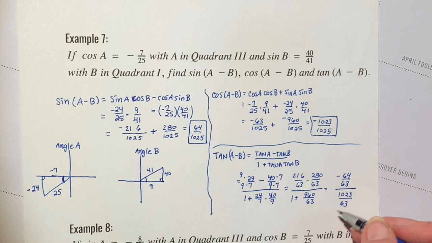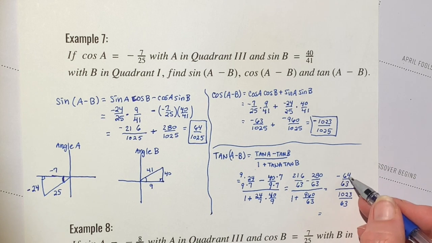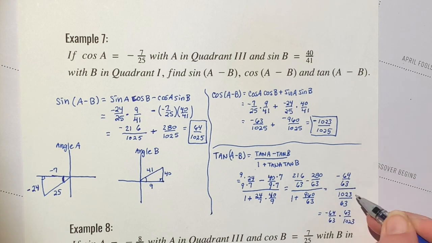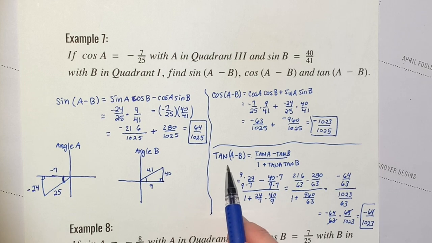So let's do what we've always done. It's elementary school. Remember the keep, switch, flip, or however you learned it. So this is the numerator. Dividing by a fraction is the same as multiplying by its reciprocal. So we flip this one. These divide out, and I am left with negative 64 over 1,023. And that is the tangent of A minus B.